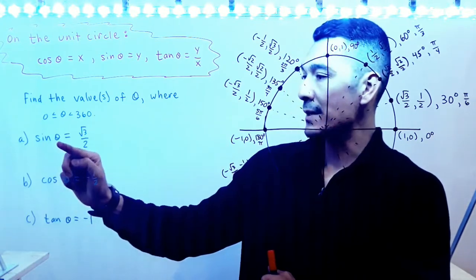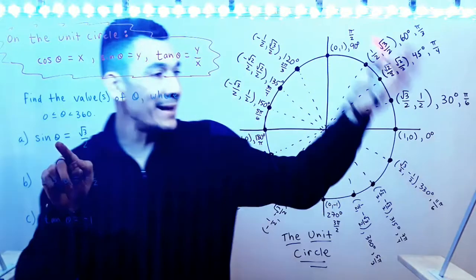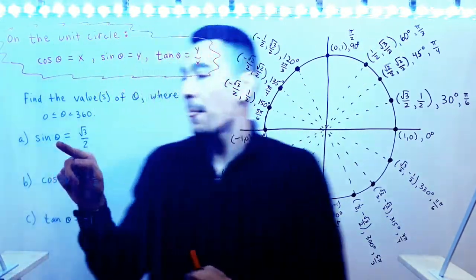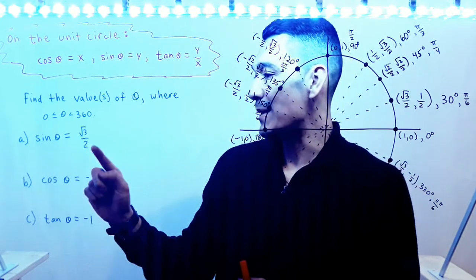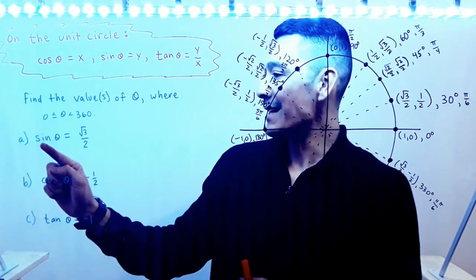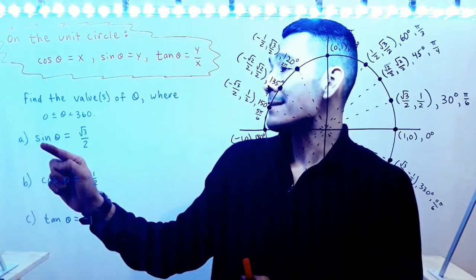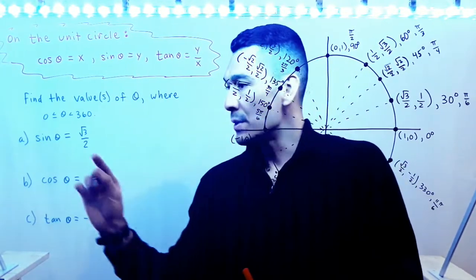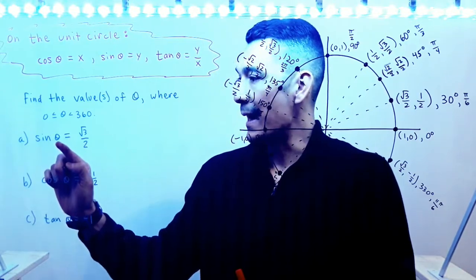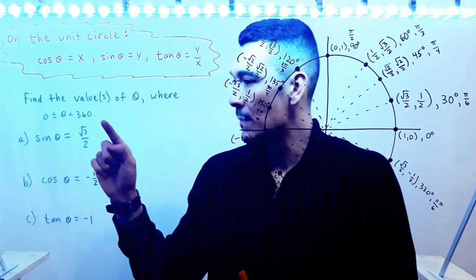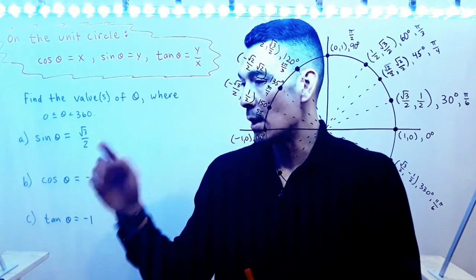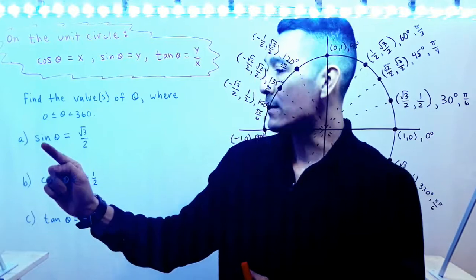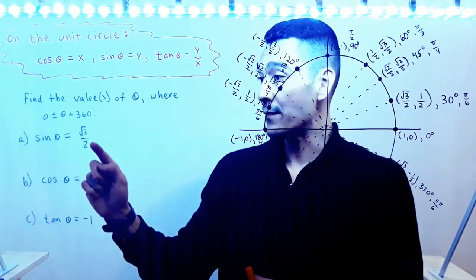So theta is a location, but there are many locations. I don't know where to go, but we know this much. We want sine to be this number. Now, what's sine again? Remind yourself that a sine is the y-coordinate. So I need you to go somewhere so that the y-coordinate is square root of 3 over 2. Where on this map? Where do I go so that my y-coordinate is square root of 3 over 2?